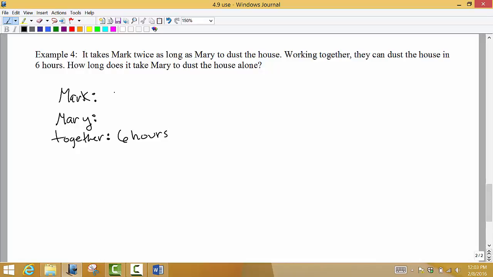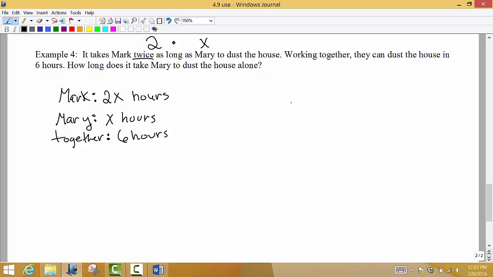So we don't know how long it takes Mark, and we don't know how long it takes Mary. But we do know that it takes Mark twice as long as Mary. So if it takes Mary x hours to dust the house, it's going to take Mark twice as long. And we know twice means to multiply by 2. So we're going to say it'll take Mark 2 times x hours.